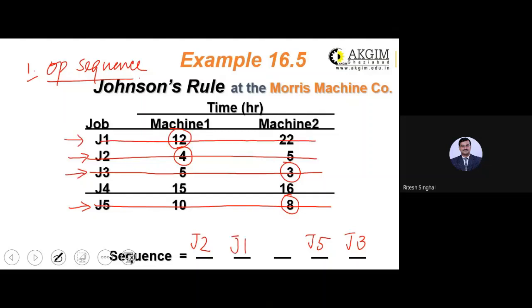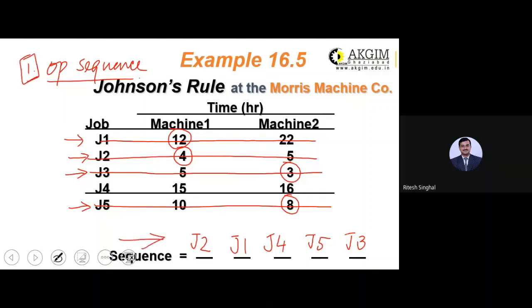Now we are only having one single option, that is J4. And now this sequence is ready. And this sequence is optimal sequence where you can find that all the jobs are being completed within minimum time. So this is the first part of the question, to find the optimal sequence. And this is the sequence.